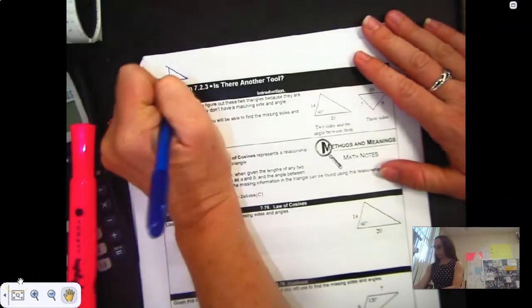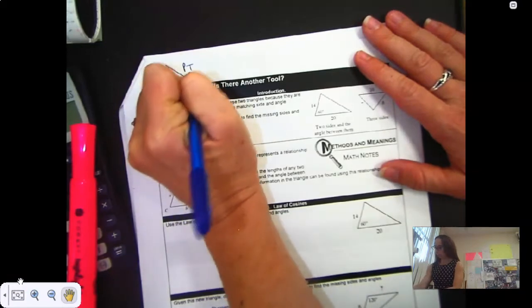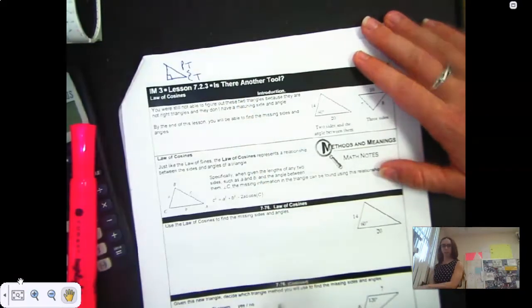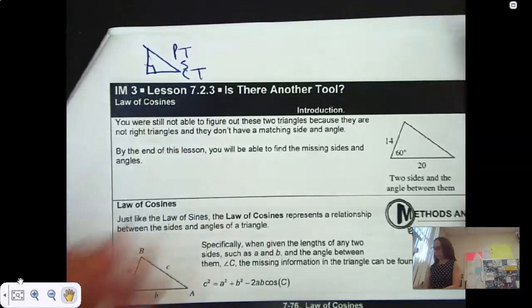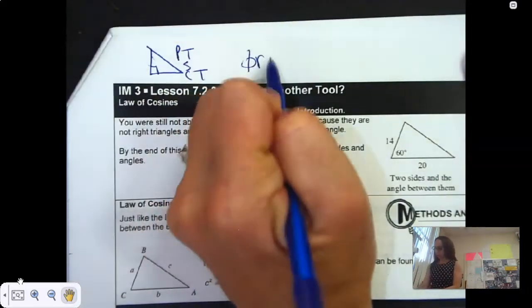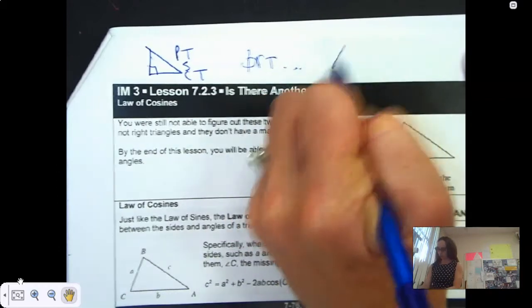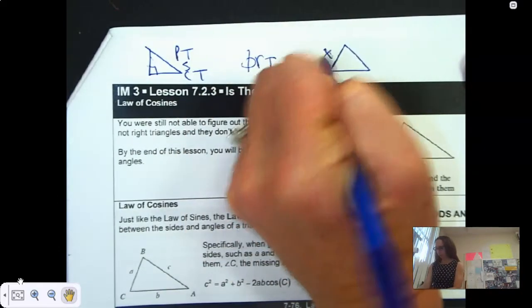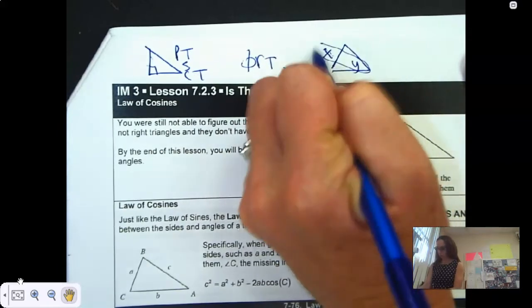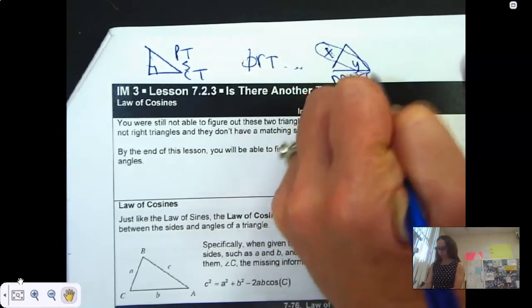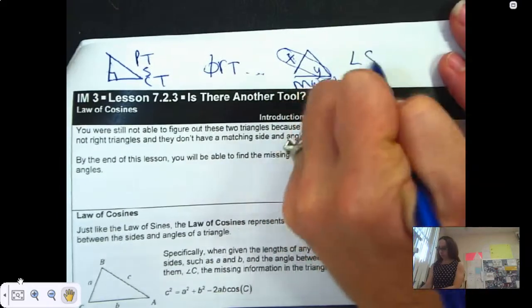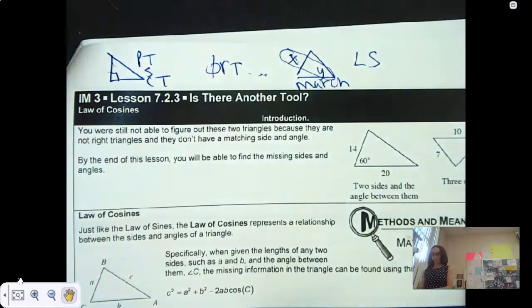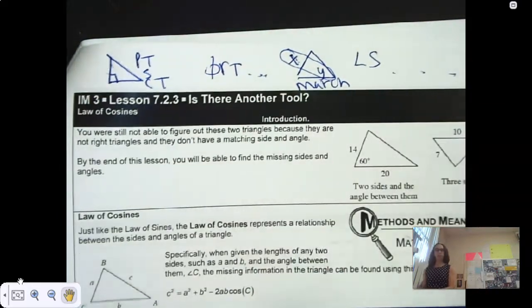So we've learned if there's a right triangle, we can do the Pythagorean theorem or sine, cosine, tan. Let me zoom that in a little bit, okay? We've learned that if it's not a right triangle, as long as there is a match, let's say x and y, I can do the law of sines, okay? So dot, dot, dot. How is today different?